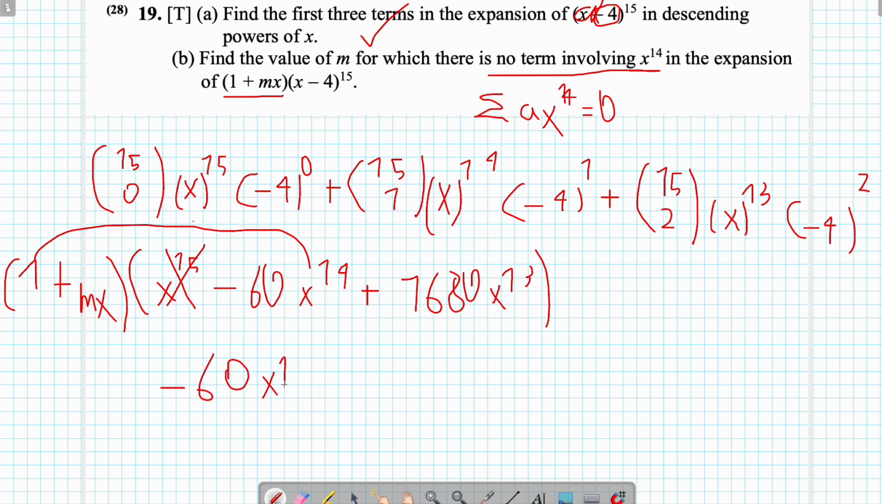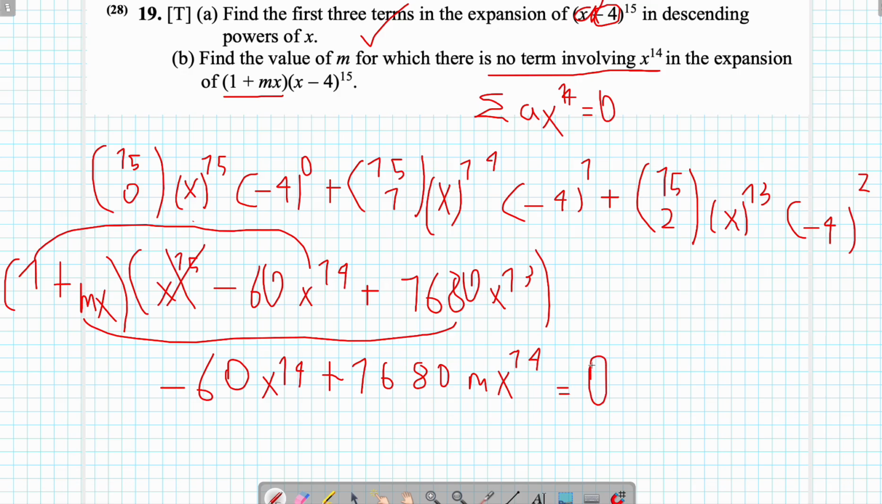And then to make 1680x to the 13 into x to the 14, we multiply it by mx. So plus 1680mx to the 14. As we said, if we add them together, we're gonna get 0. Then we're gonna get m is equal to 1 over 28.